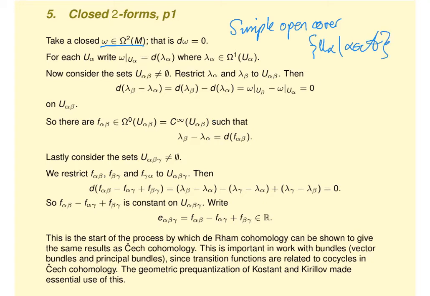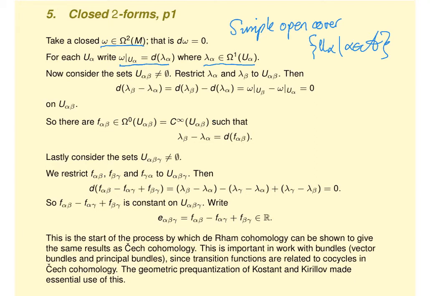So each U alpha is contractible, or let's just assume it's diffeomorphic to R^n. And therefore I can write the restriction of omega as d lambda alpha, where lambda alpha is a 1 form on U alpha. Okay, anybody can do that.